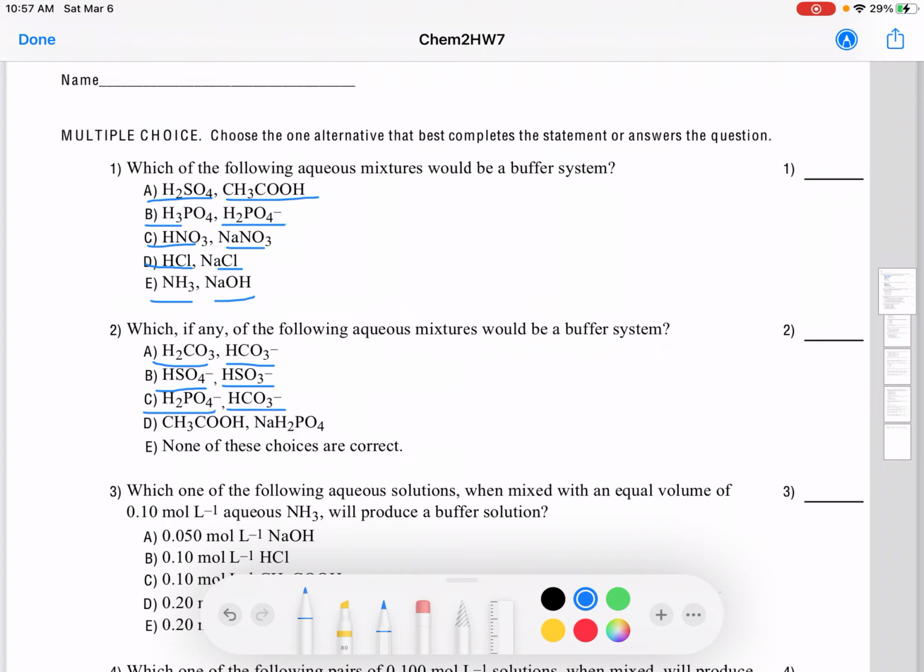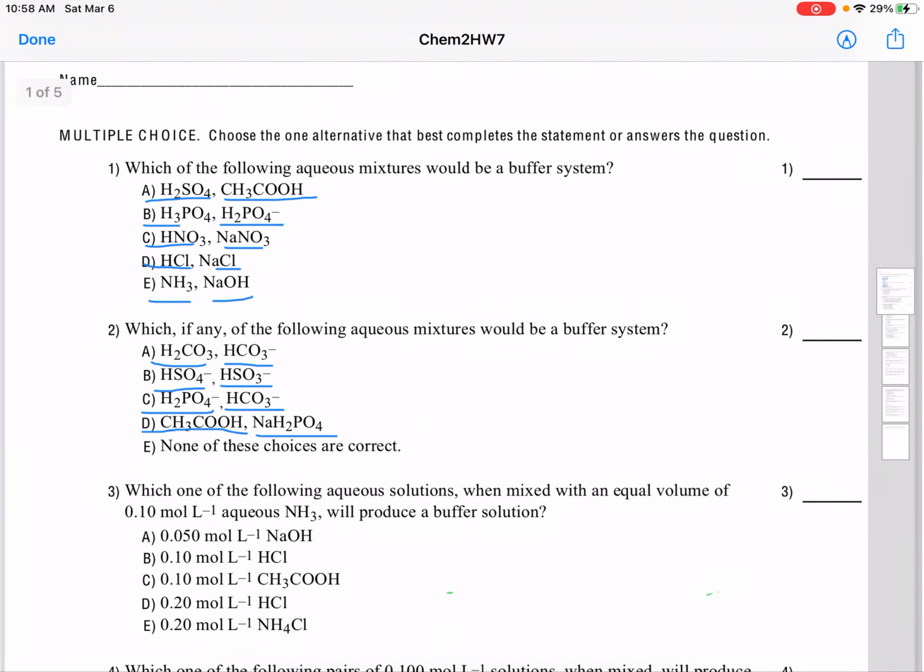H2PO4 and HCO3. So this one has 2 hydrogens and 1 hydrogen, but the other atoms are not the same because it's not the same component. Okay. And then the next one, acetic acid and sodium hydrogen phosphate. They are also 2 different components, so they are not a conjugate acid-base system. So we understood which one is the correct answer.